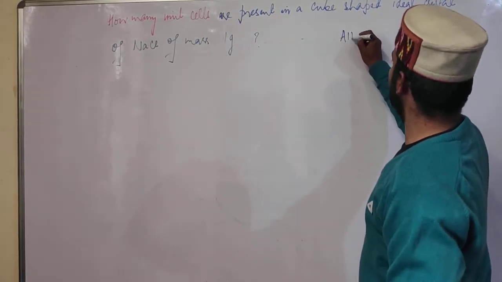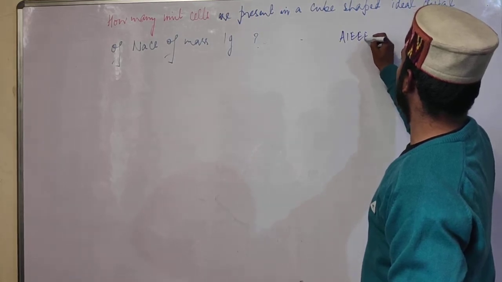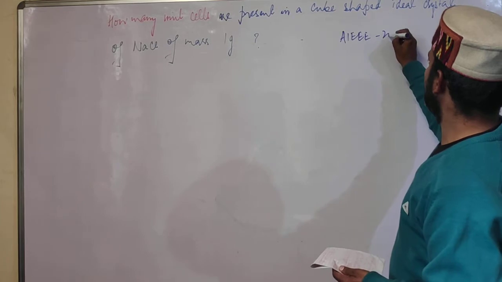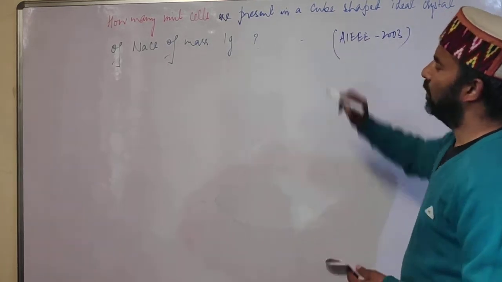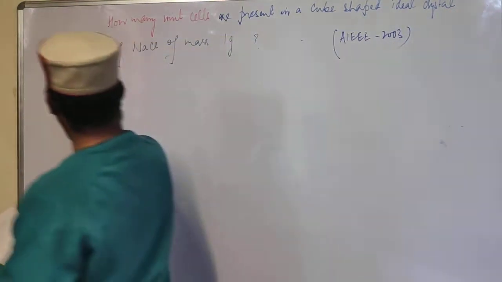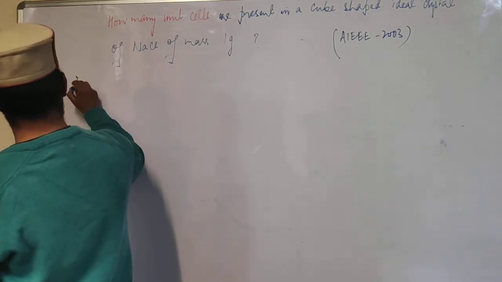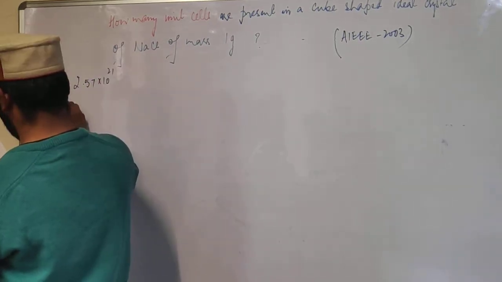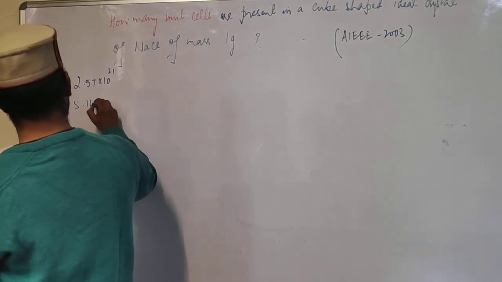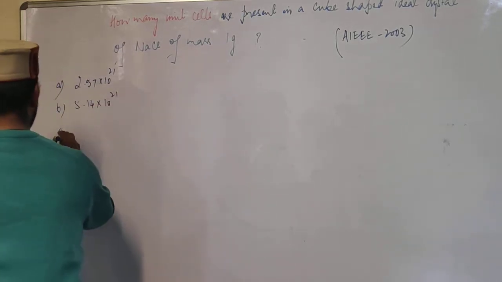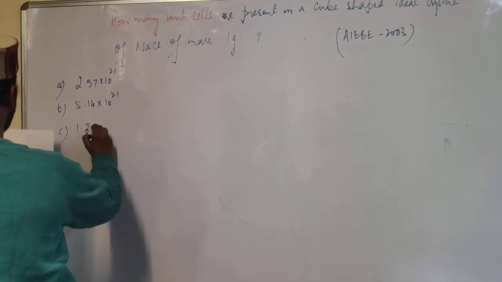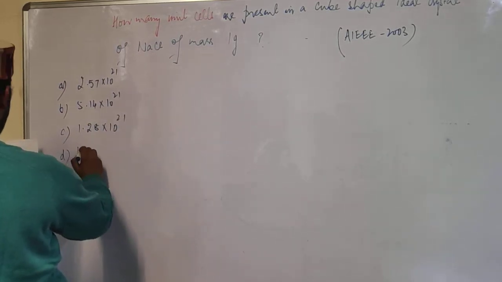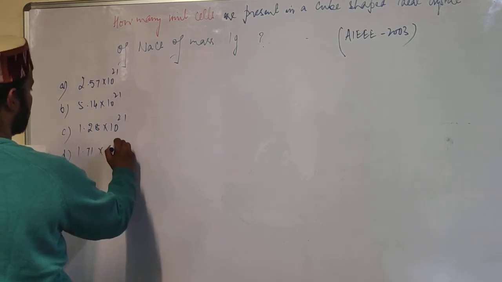This question was asked in IEEE, which is nowadays called the JEE exam, 2003. Now 4 options were given, so let me tell you. First option was 2.57 into 10 raised to power 21 unit cells. Second was 5.14 into 10 raised to power 21. Third option is 1.28 into 10 raised to power 21. And then we have 1.71 into 10 raised to power 21.